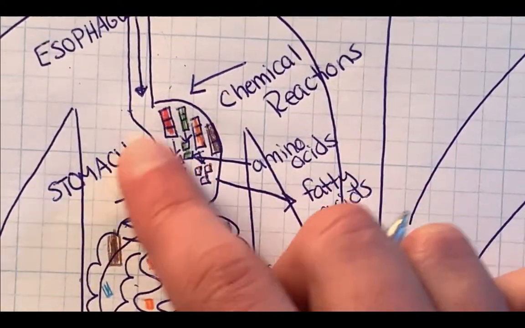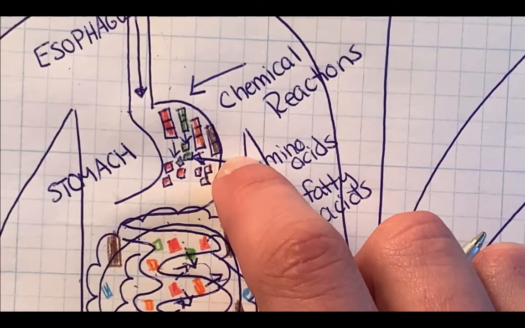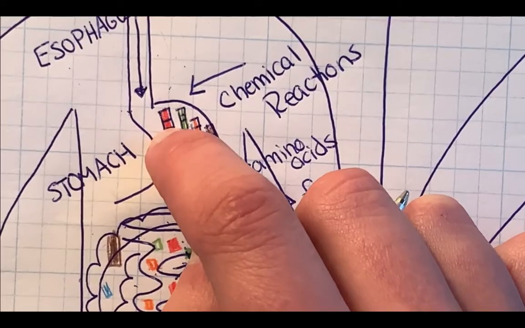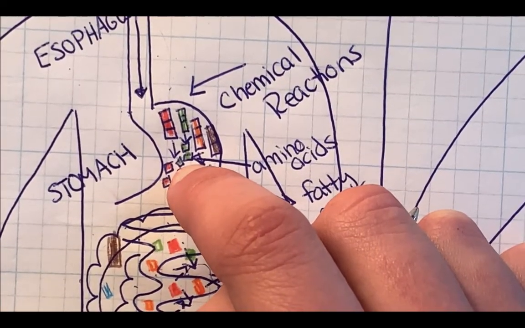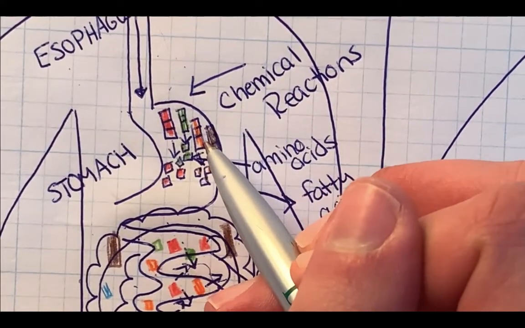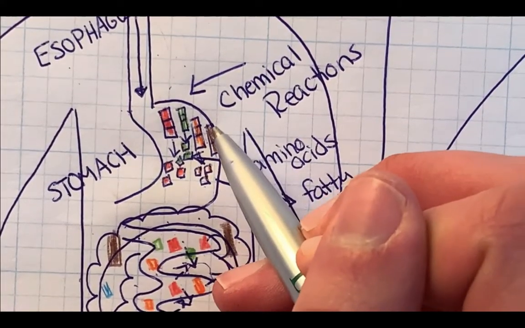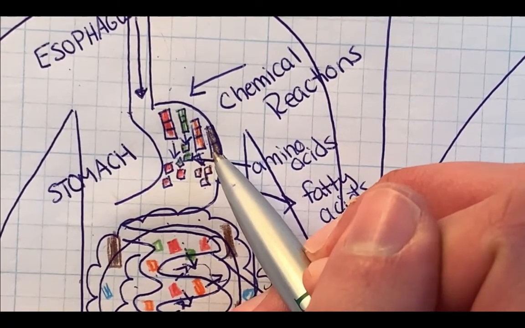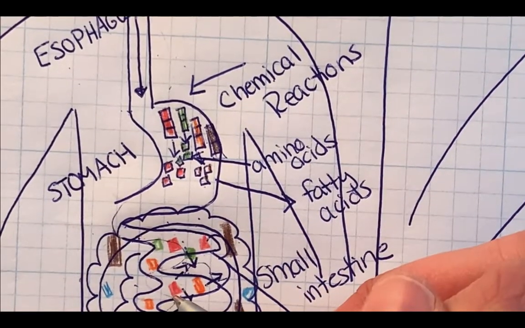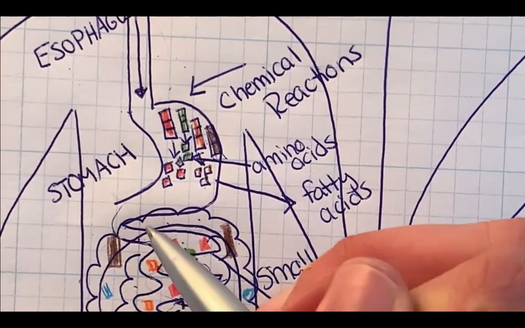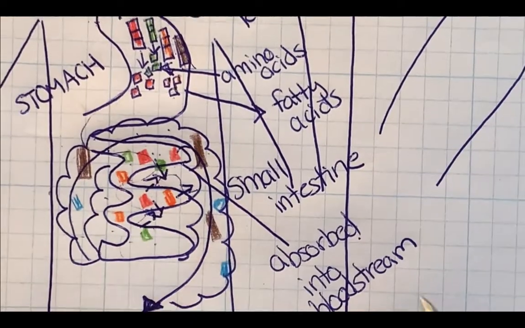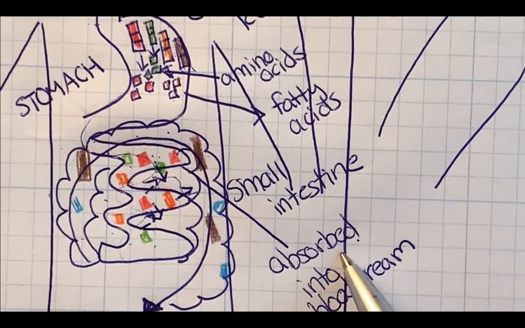Next we have the stomach. What happens in the stomach? A lot of chemical reactions. Complex carbohydrates are breaking down into glucose. Proteins are breaking down into amino acids. Fat is breaking down into fatty acids, but nothing is happening to the fiber. Next, it goes into the small intestine. Some of those chemical reactions are still happening to break down the larger food molecules. And what's happening to the smaller food molecules? Yes, the smaller food molecules are being absorbed into the bloodstream.